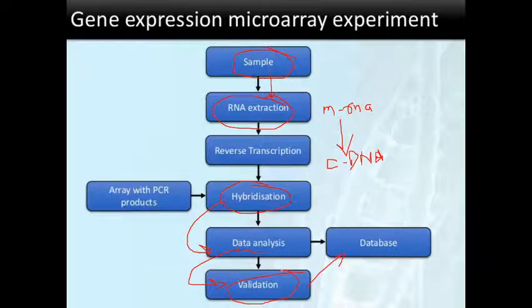That first of all we should have a sample. From that sample we will extract the RNA. From that RNA the DNA is created through the process called reverse transcription, and the concept of hybridization is applied. That is the principle of the DNA microarray technology. Whatever result you got is compared with the database, and after comparing with the database the validation is done.